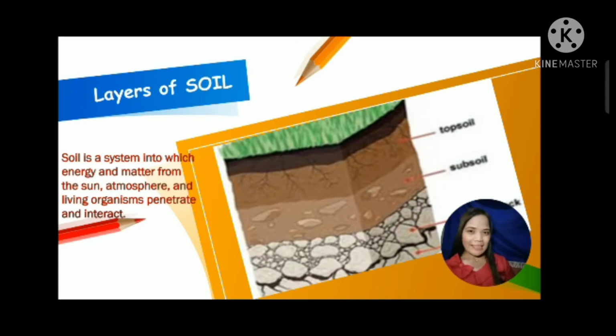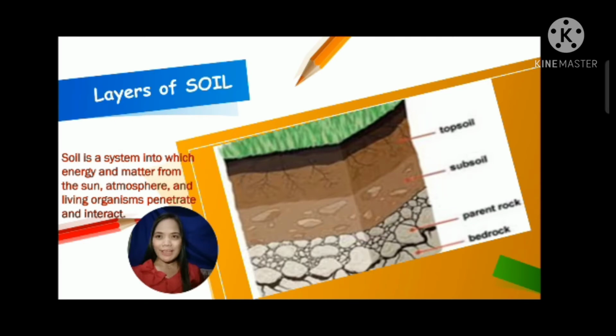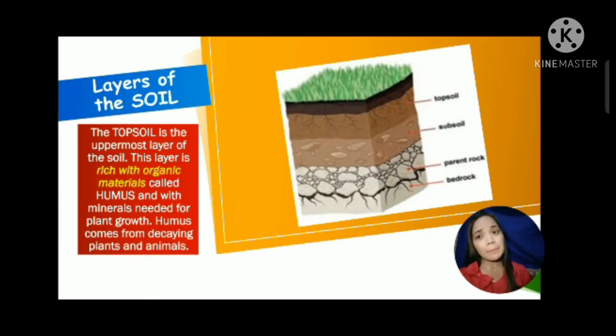Okay, so as we study the type of soil, let us take a look now at the layers of the soil. The first layer of soil is the topsoil. What is the topsoil? Soil is a system in which energy and matter, where the sun, atmosphere, and the living organisms penetrate and interact. So the topsoil is the uppermost, pinakaibabaw layer of the soil.